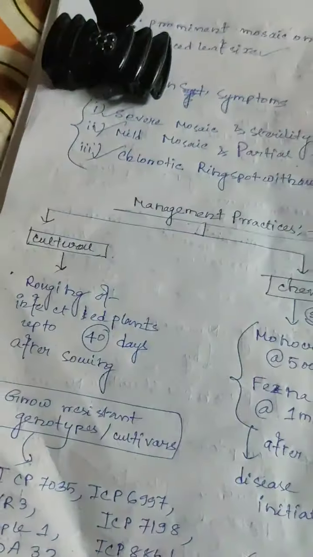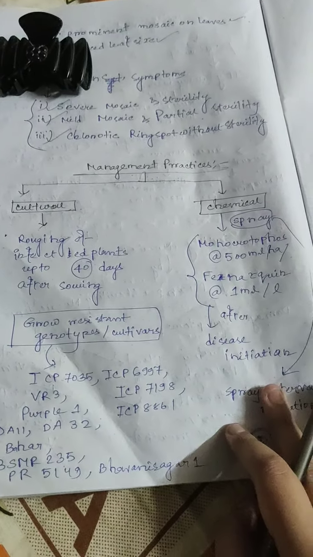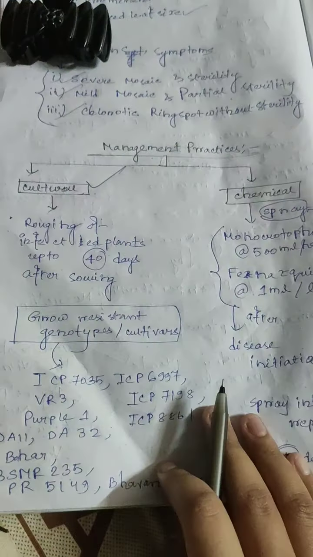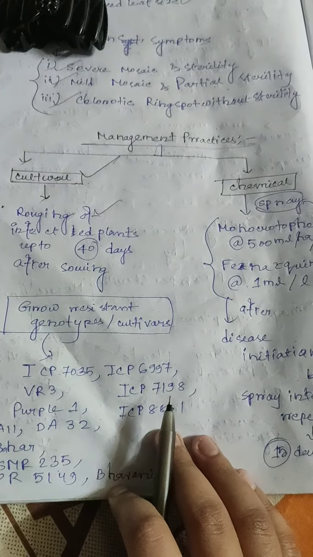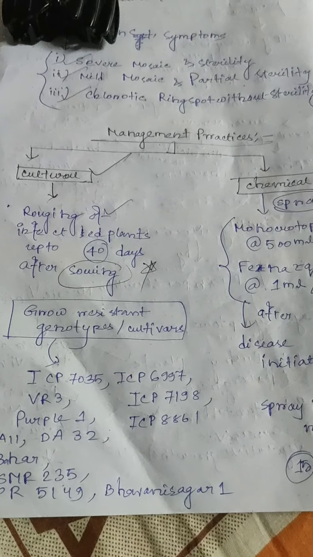Then the management practices of the virus that causes sterility mosaic disease. First is cultural. Rogueing of infected plants up to 40 days after the sowing. Rogueing at which stage? 40 days after sowing.